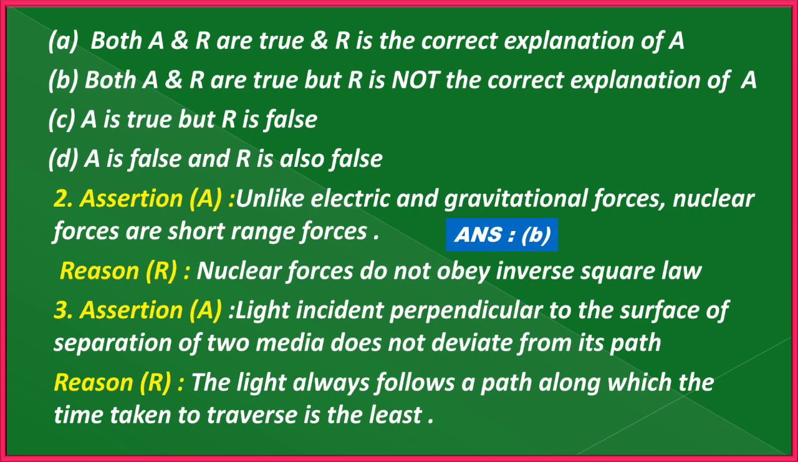Next one is assertion: light incident perpendicular to the surface of separation of two media does not deviate from its path. And the reason is the light always follows a path along which the time taken to traverse is the least. Here your correct answer is A. Both A and R are true, and reason, that is R, is the correct explanation of A.